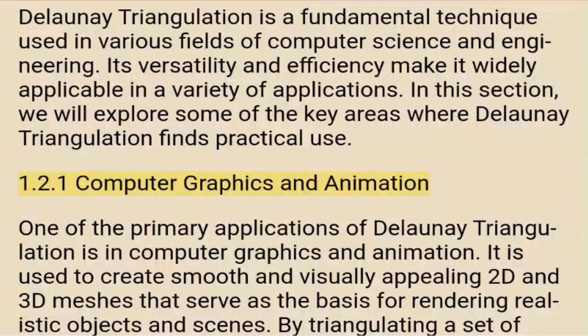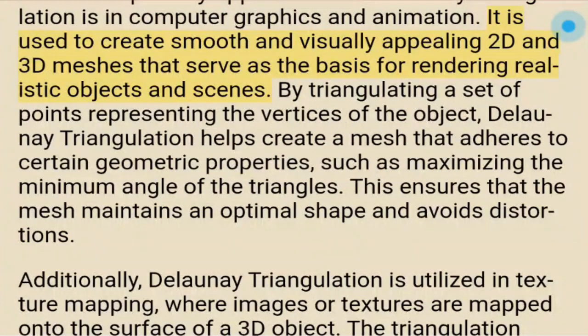1.2.1 Computer graphics and animation. One of the primary applications of Delaunay triangulation is in computer graphics and animation. It is used to create smooth and visually appealing 2D and 3D meshes that serve as the basis for rendering realistic objects and scenes. By triangulating a set of points representing the vertices of the object, Delaunay triangulation helps create a mesh that adheres to certain geometric properties, such as maximizing the minimum angle of the triangles. This ensures that the mesh maintains an optimal shape and avoids distortions.